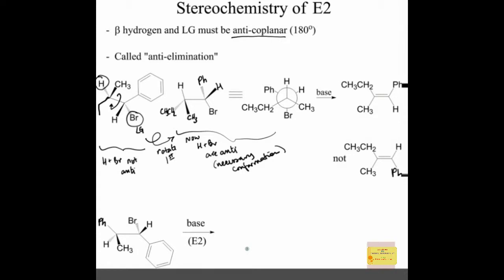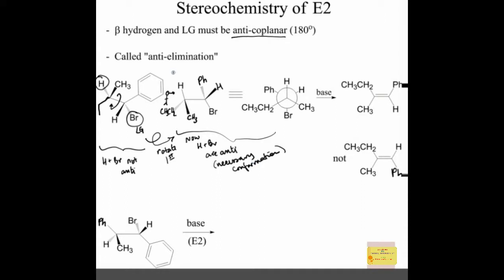Another perspective of this drawing is if we stand here and look at it this way. On this front carbon, we see the hydrogen pointing straight up. On the back carbon, you see the bromine pointing straight down. So this is that relationship of anti that we described back when we first learned about these Newman projections.